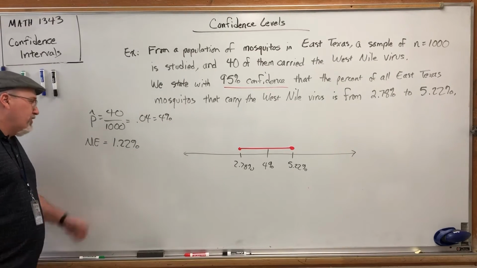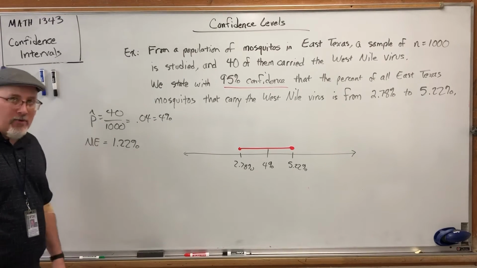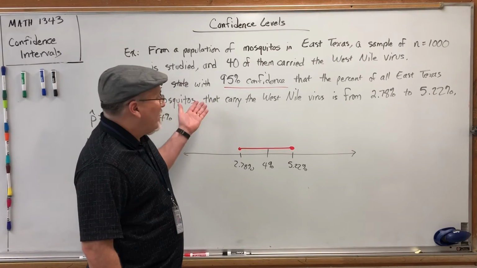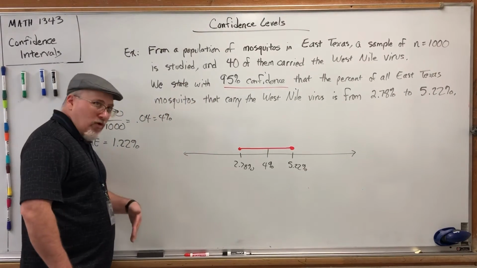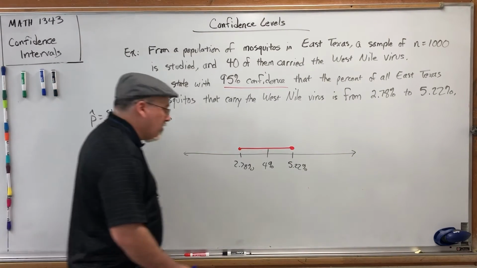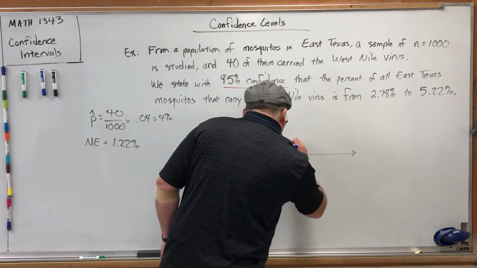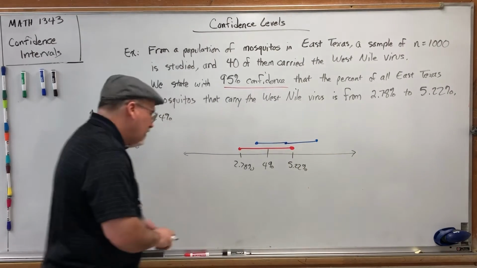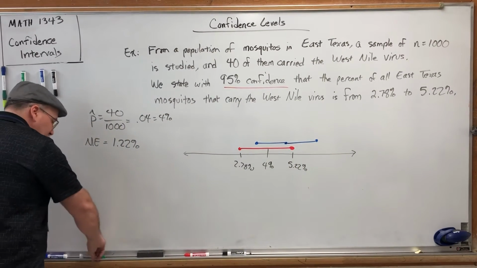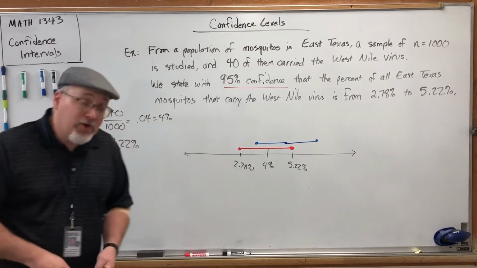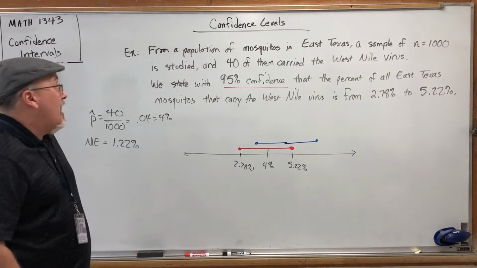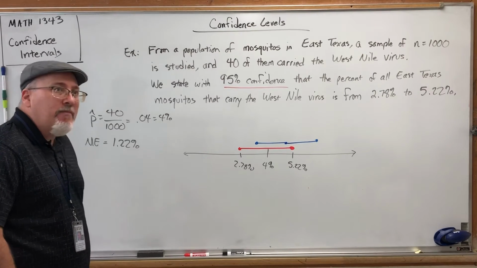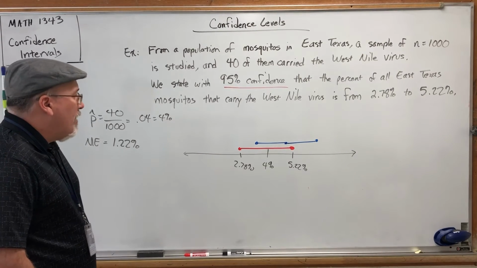As we go through these videos, you'll see that the margin of error would actually remain the same. So if somebody else took a different sample and got 5% instead of 4% with the same margin of error, their interval would be here, but it would stretch out the same distance in both directions. But let's say a third group gathered a different group of 1,000 mosquitoes, and they came up with 3% of them had the West Nile virus.